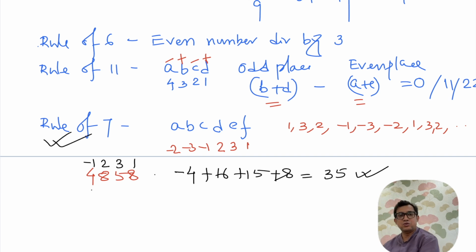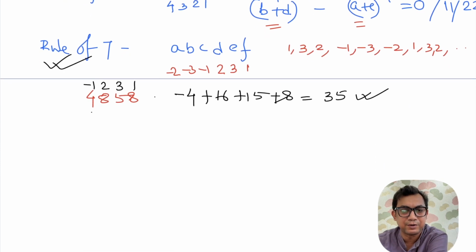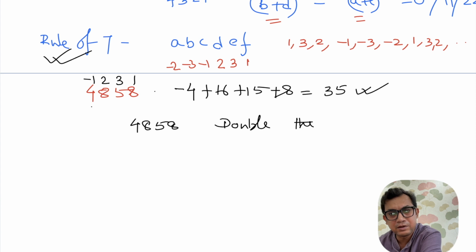Now this is not the only rule available for 7. There are other rules for 7. You can check another rule. Say 4858 is the number. The rule says, double the last digit and subtract from the remaining digits.